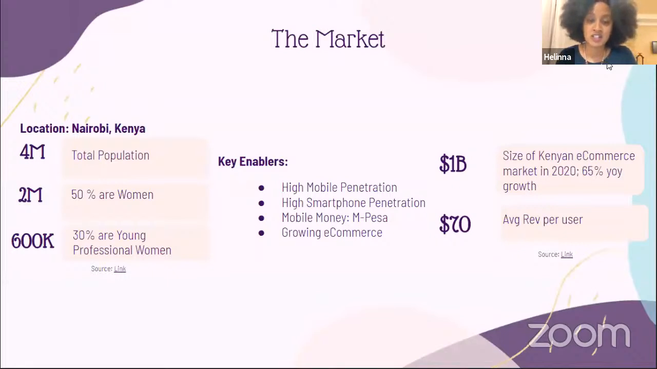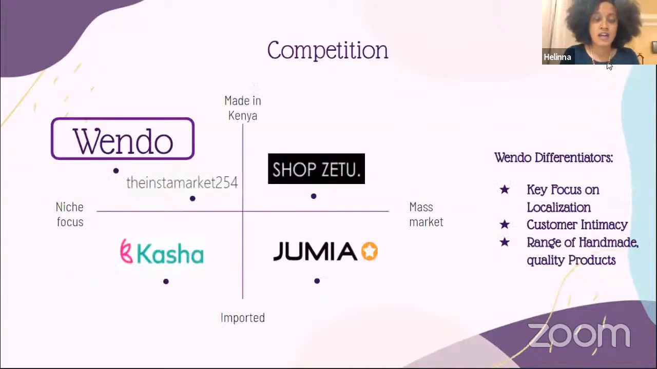What makes this market interesting is the high mobile penetration and the proliferation of the mobile money system M-Pesa, which means that the e-commerce ecosystem has really exploded. You see that from the market size in 2020, $1 billion. That was a 65% year-on-year growth. The ARPU here is about $70. And of course, in a market this fertile, there'll be a lot of competition.